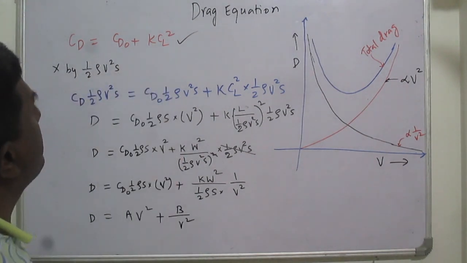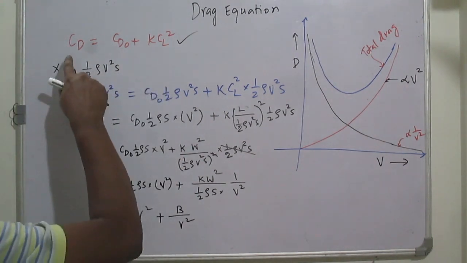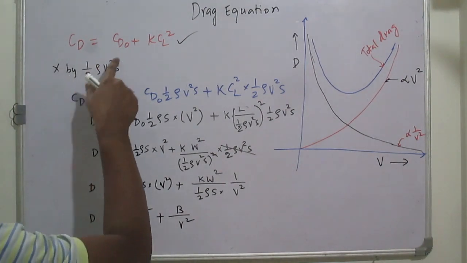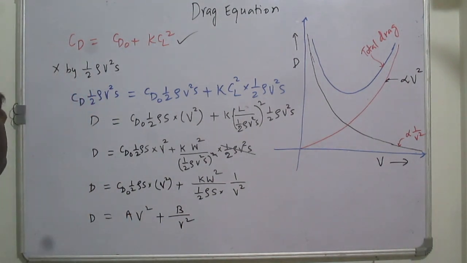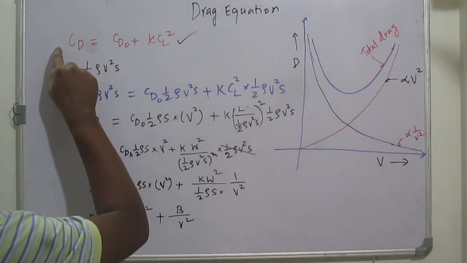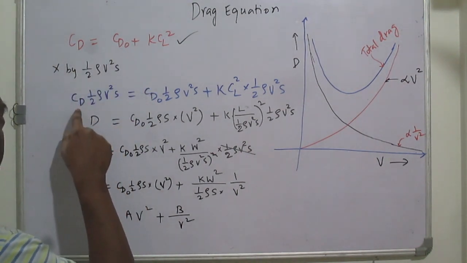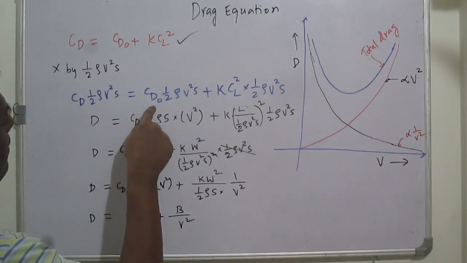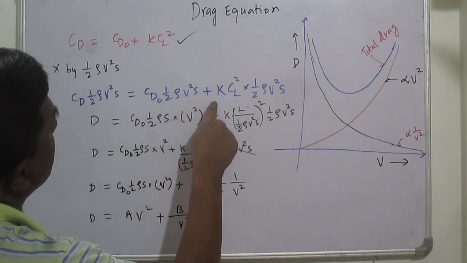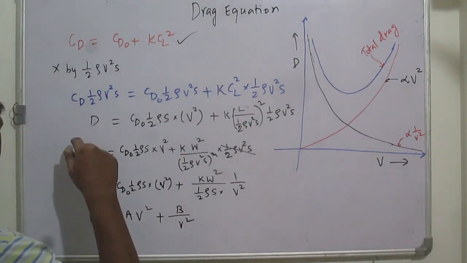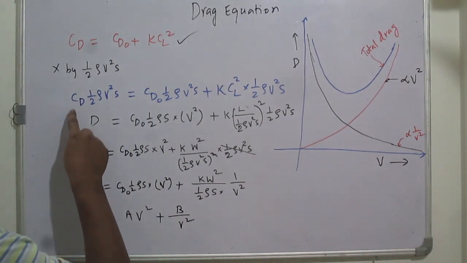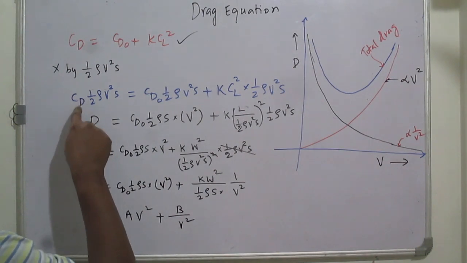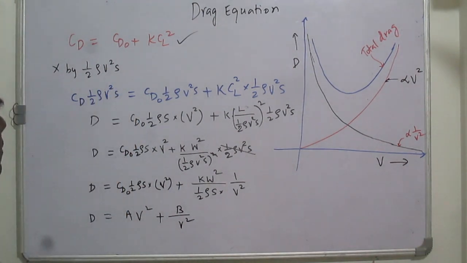So we are neglecting the incremental parasite drag and wave drag components. By neglecting those components, we have a simplified drag polar equation, that is CD equal to CD naught plus K CL square. We multiply this drag polar equation throughout with half rho V square S. Then it becomes CD half rho V square S equal to CD naught half rho V square S plus K CL square into half rho V square S. We all know that drag equals CD into half rho V square S, so this term becomes drag.